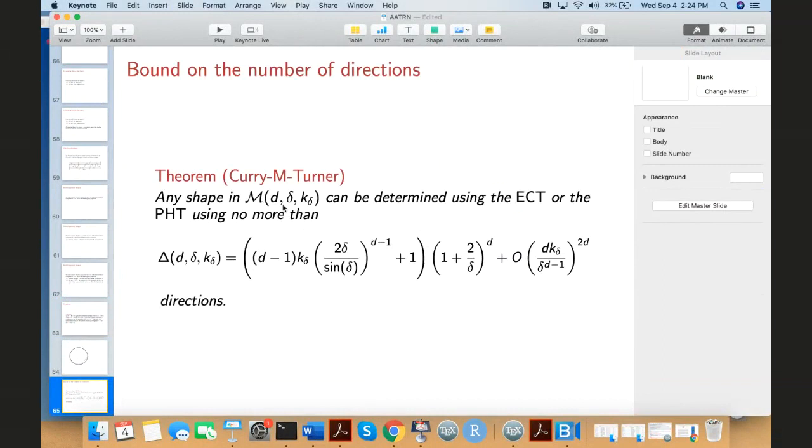This moduli space is basically an infinite number of shapes, and you can think of them as continuous, right? But at the end of the day, you can actually get an upper bound on how many directions you need to tell apart any two shapes. Now, what I'm showing you right now is a theoretical result. There is a related and interesting applied question here, and the applied question is the following.